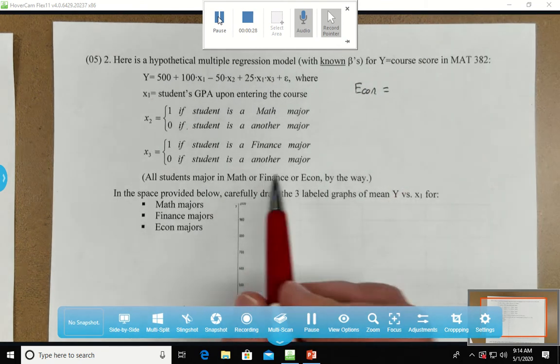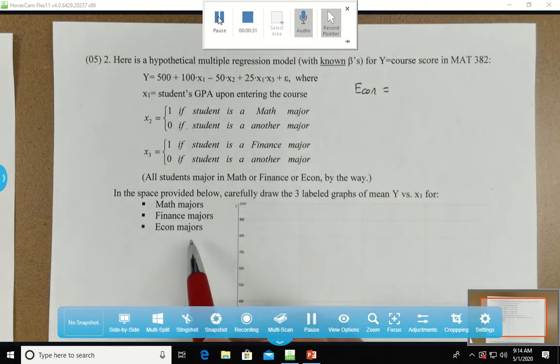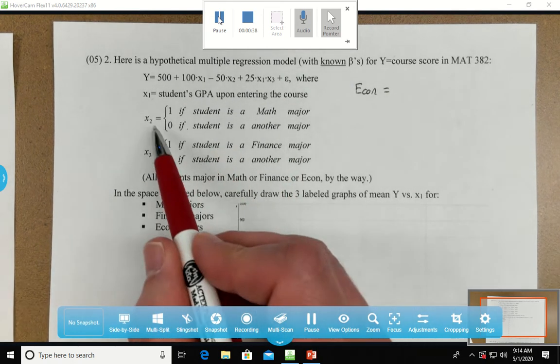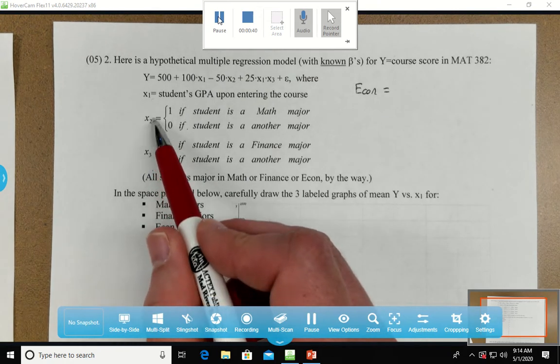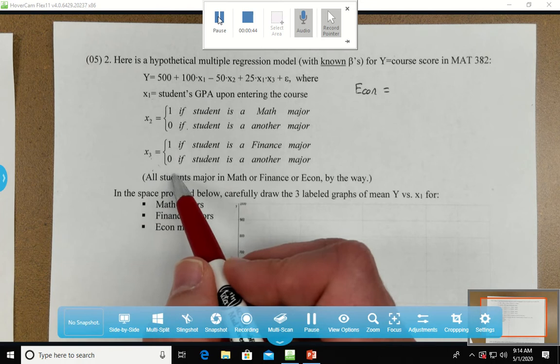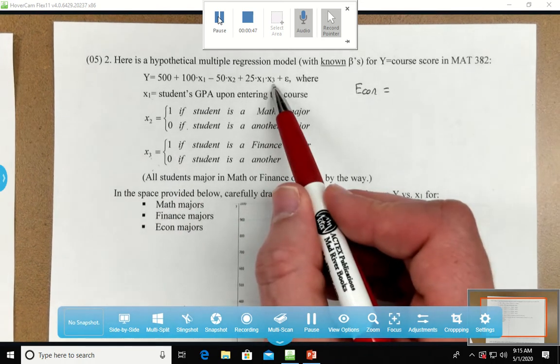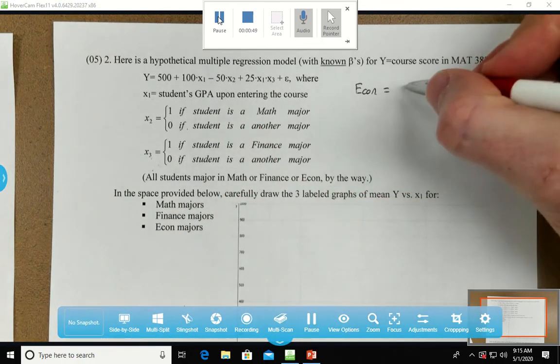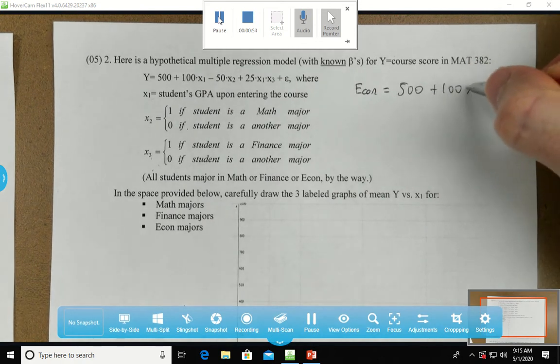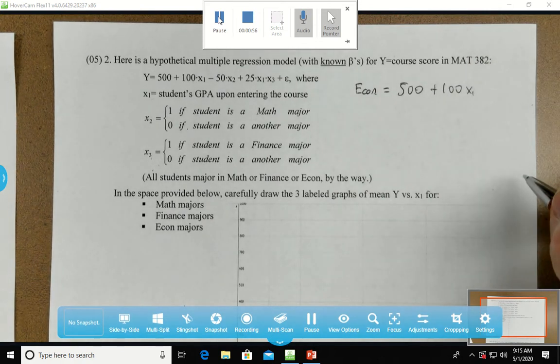So for an econ major, well, first of all, there is no econ major. So, oh my, what do we do? Well, that's the reference one. So x2 is 0 and x3 is 0. So x3 is 0 here and x2 is 0. So our econ major would be 500 plus 100 x1. And so remember, x1 is the GPA entering in.